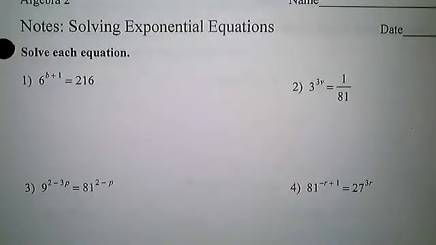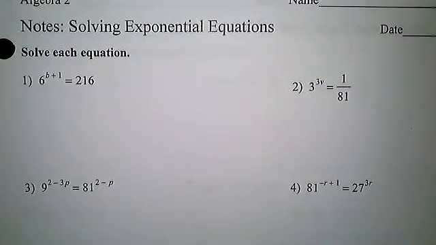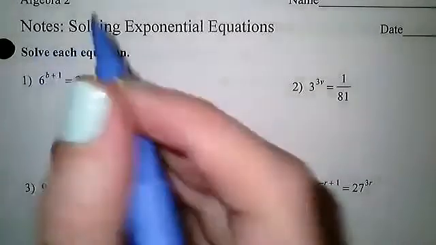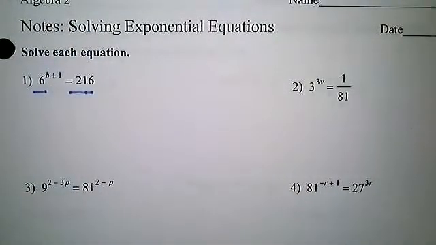When we're solving exponential equations, one of the sides of the equation, at least, is going to have an exponent, and that exponent is going to have a variable. So the key thing is we want to make sure that the bases, or the big numbers, are equal to each other. So when we're looking at the first problem here, the bases are the 6 and the 216.